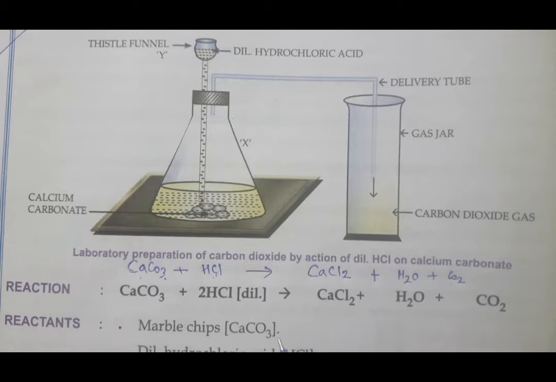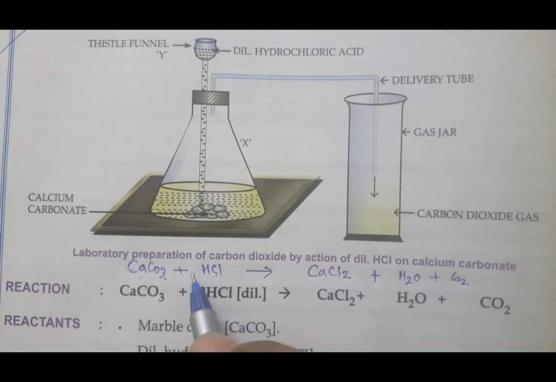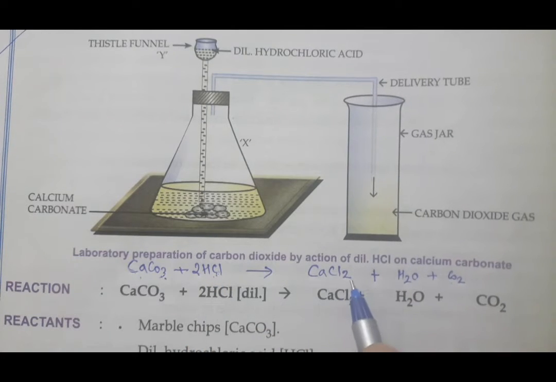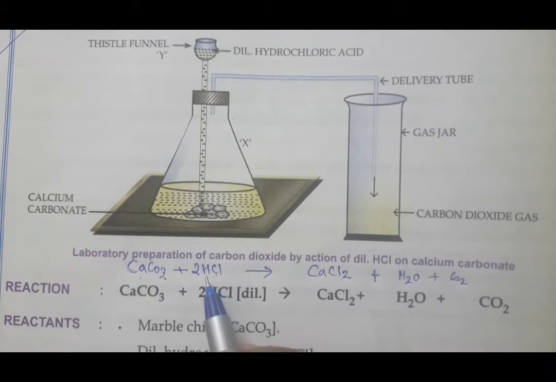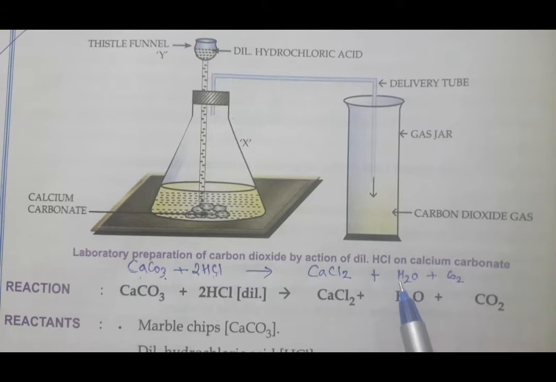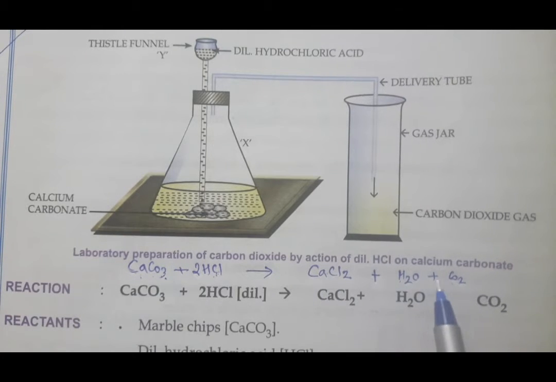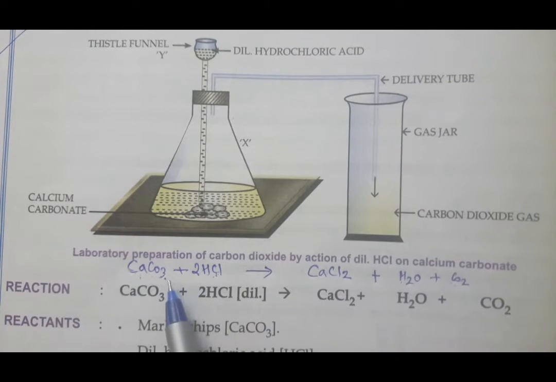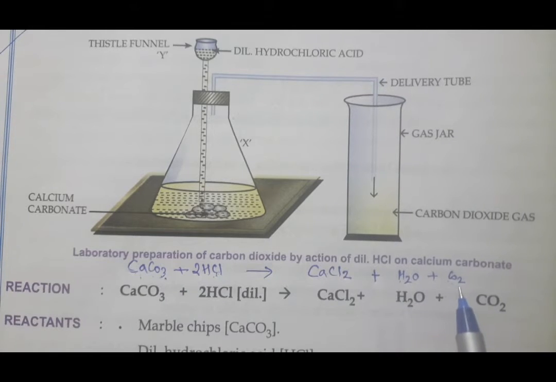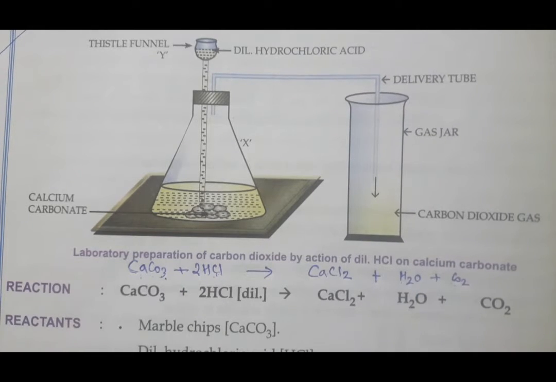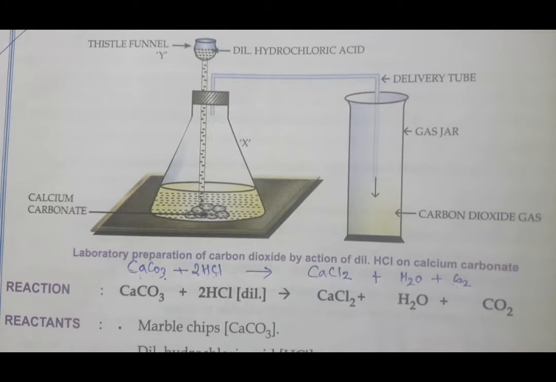Now to balance it, you can balance it by trial. Here you can see 2 chlorine in the product side, so I'll put 2 here. So 2 chlorine in the reactant, 2 chlorine in the product, balanced. 2 hydrogen in the reactant, 2 hydrogen in the product, balanced. 1 calcium in the reactant, 1 calcium in the product, balanced. 1 carbon in the reactant, 1 carbon in the product, balanced. 3 oxygen in the reactant, 2 plus 1, 3 oxygen in the product, balanced. So this is a very easy reaction.